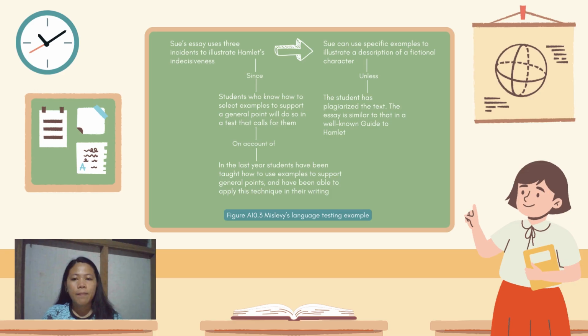So the example highlights how a student's ability to use examples effectively can be differentiated from plagiarism. A student who understands how to support a point with relevant examples will likely write an original essay. Conversely, an essay that closely mirrors a known source suggests plagiarism, regardless of the quality of the examples used. The diagram visually represents the logical connections between these ideas.